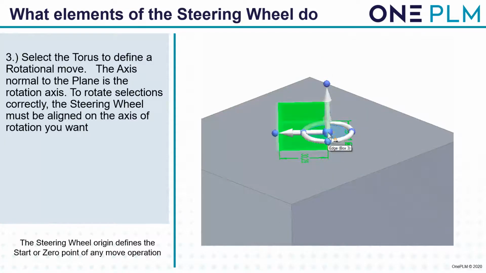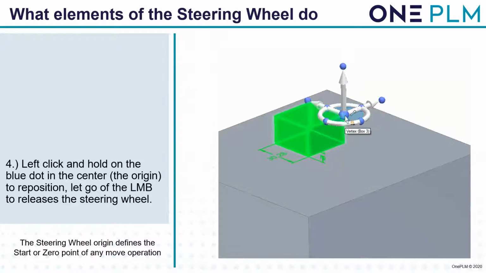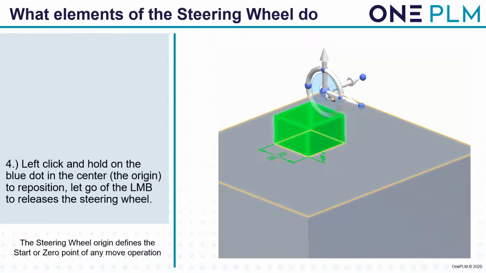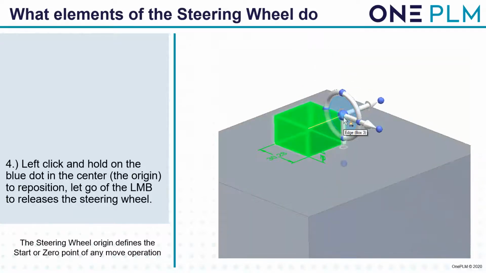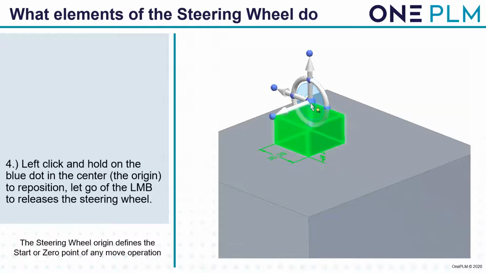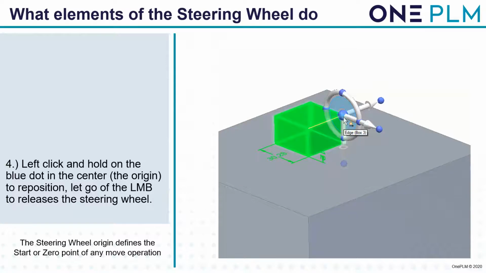So when we want to move the steering wheel around, we use the large ball in the center, which is called the origin, and we can snap this to key points. This allows us to select a feature, move it to our 0 position, and then we can use the arrows to move this in the distance and direction that we need to.